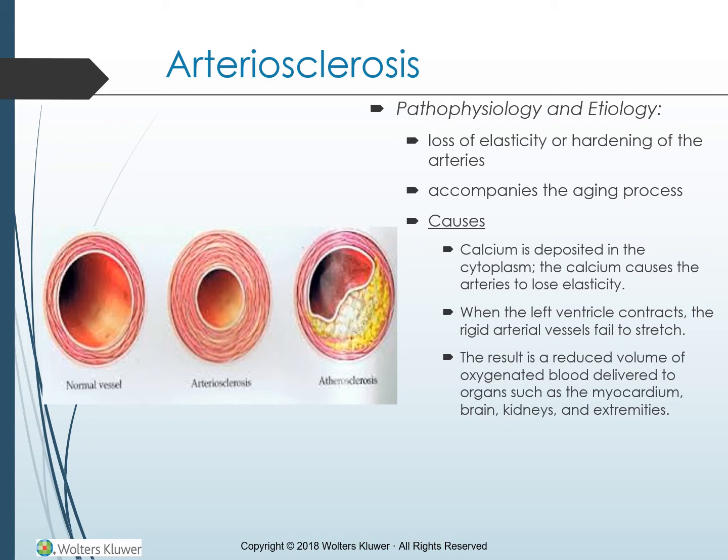The potential result is a reduced volume of oxygenated blood delivered to organs such as the heart, brain, kidneys, and extremities. The incidence of arteriosclerosis and other vascular disorders increases with age. General physiologic changes of aging predispose clients to vascular occlusive disease, especially as a result of atherosclerotic plaque formation. In addition, atherosclerosis is the most common cause of peripheral arterial problems in the older adult.